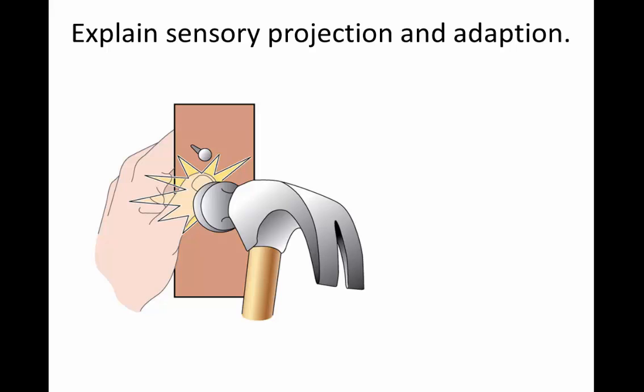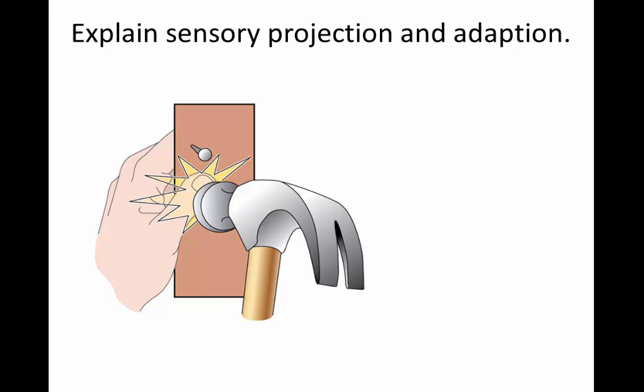A few other concepts we want to explain here are sensory projection and adaptation. Sensory projection is the concept that we get sensory information about pain sent to our brain and our brain processes that information, but then it tells our bodies where the pain is actually occurring. Even though we're processing that information in the brain, our brain can project that information back out to our body, and we know that it's actually, in this case, our thumb that was hit, even though we're not processing that information in our thumb itself, but within our central nervous system.